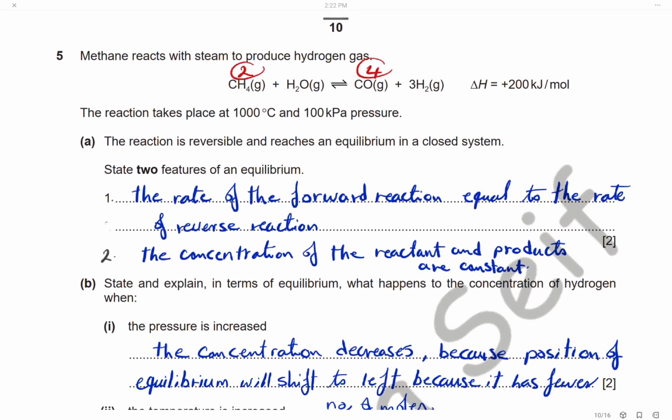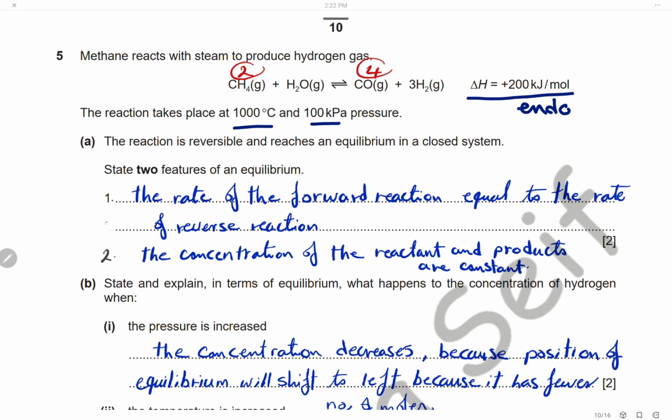Question 5. Methane reacts with steam to produce hydrogen gas. The reaction takes place at 1000 degrees Celsius and 100 kilopascal pressure. As we can see, the delta H has a positive value, so the forward reaction is endothermic. First, the reaction is reversible and reaches equilibrium in a closed system. State the two features of equilibrium.